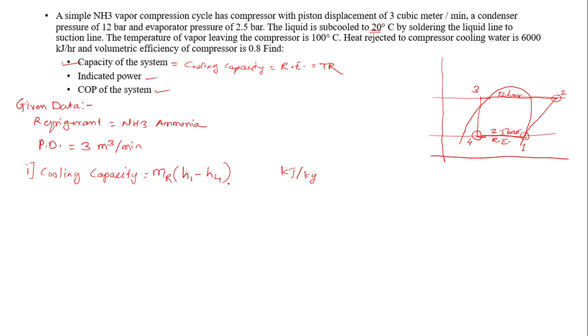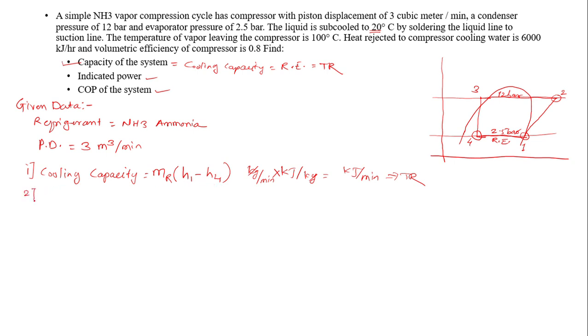Let's say I am putting the mass in kg per minute, multiplied by kilojoule per kg, so kg gets cancelled. Finally, I will get the cooling capacity in kilojoule per minute. Now this kilojoule per minute I can easily convert to TR. That detail we will see when we put the values in.